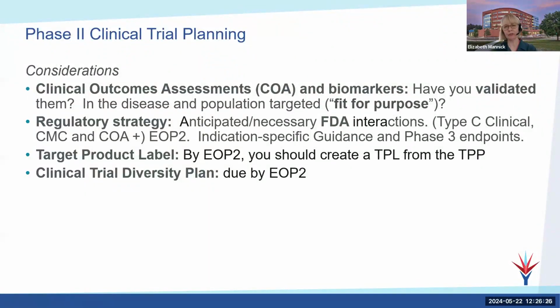Finally, the target product label. By the end of phase 2, you should start to create a target product label from the TPP. It will evolve before the final label, but it's good to get something in place. And the clinical trial diversity plan. This is now mandated by law and due by the end of phase 2 to FDA. Next.